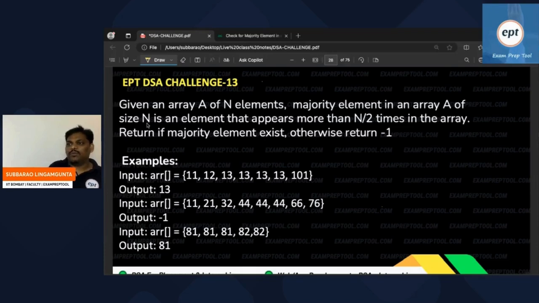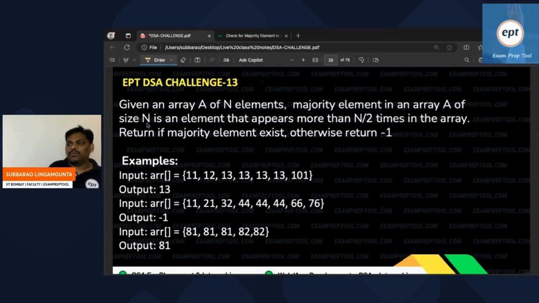Take one for loop or while loop, whatever it is, and count how many times 30 came. Let's check. I will take one scan and count how many times 30 came. Till now, 0. 30 came one time, two times, three times, four times, five times, six times. 6 is greater than 11 by 2, so it's a majority element.